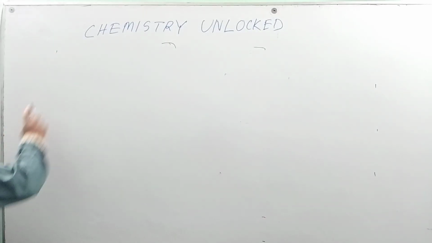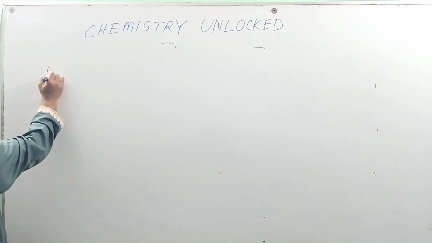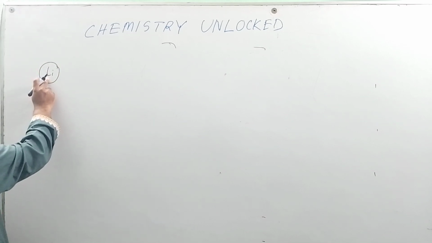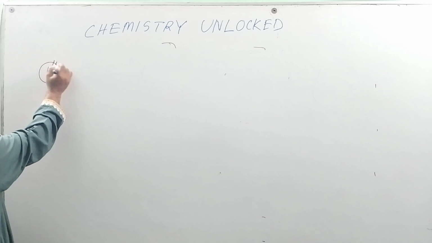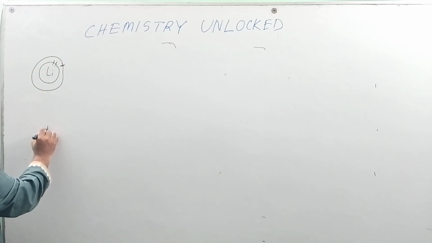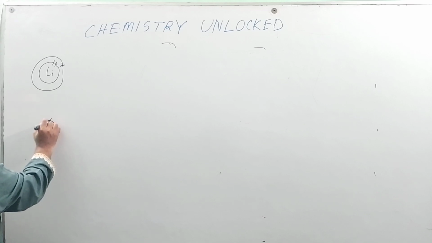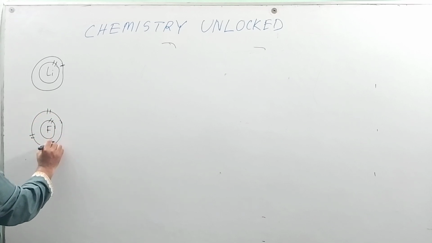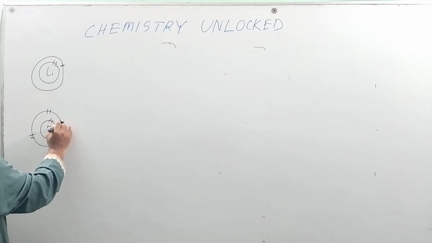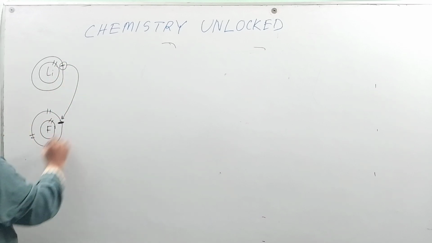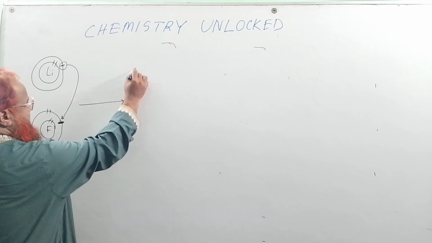Look at here, my dear student. Lithium: Li for the nucleus of lithium, first orbit 2 electrons, second orbit a single electron. Now fluorine: first orbit 2 electrons, and the second orbit is what? 7 electrons. Now 1 electron from lithium will be shifted to the fluorine atom.